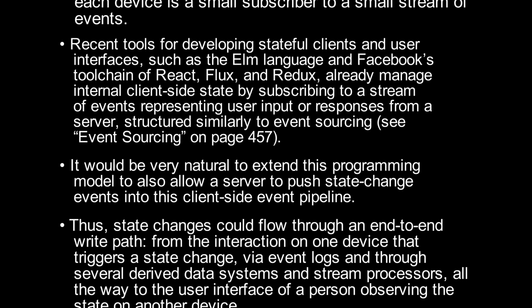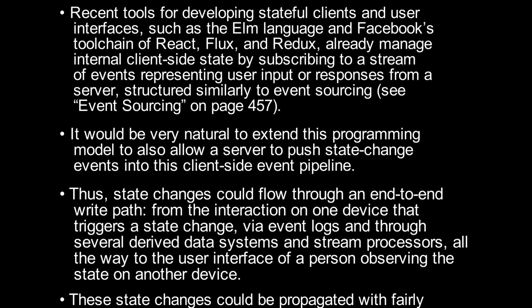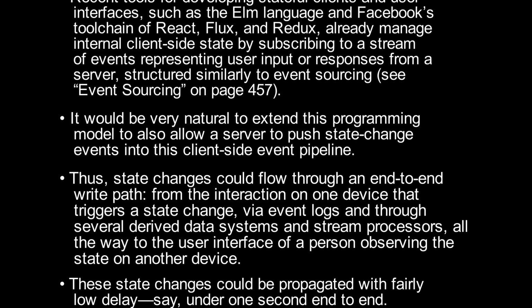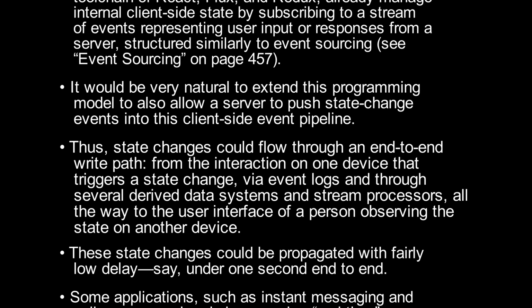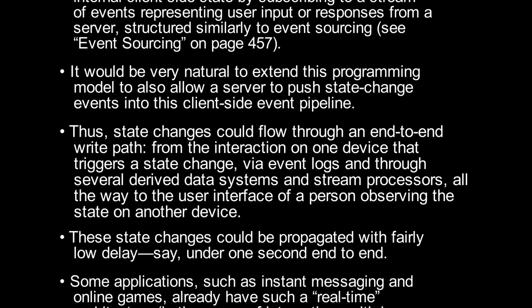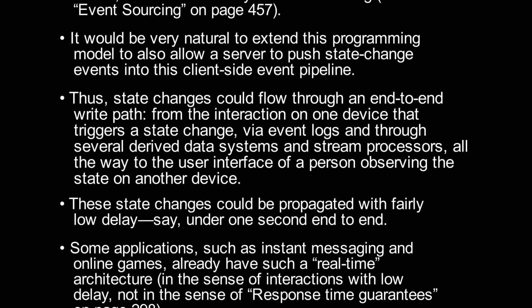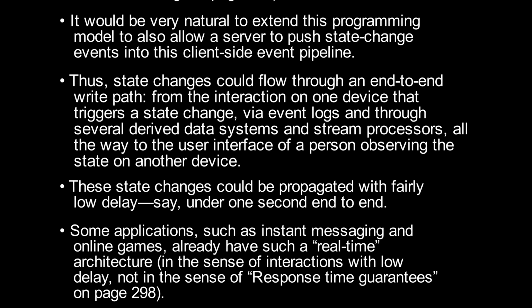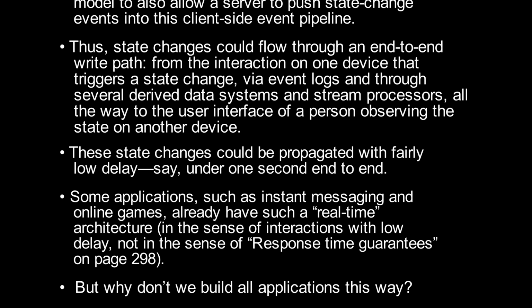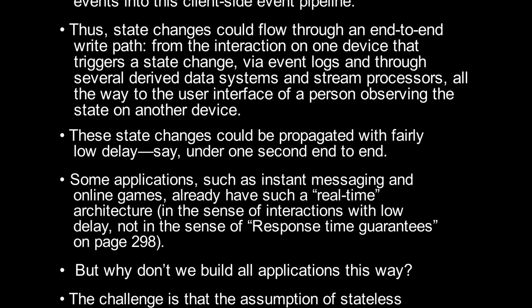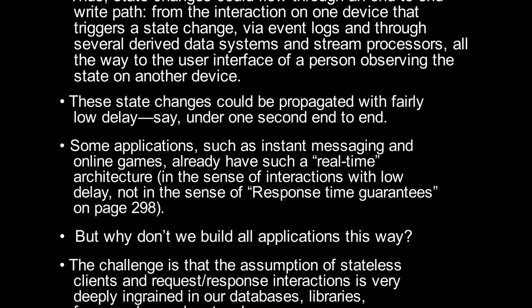Thus, state changes could flow through an end-to-end write path, from the interaction on one device that triggers a state change, via event logs and through several derived data systems and stream processors, all the way to the user interface of a person observing the state on another device. These state changes could be propagated with fairly low delay, say, under 1 second end-to-end. Some applications, such as instant messaging and online games, already have such a real-time architecture in the sense of interactions with low delay, not in the sense of response time guarantees on page 298.